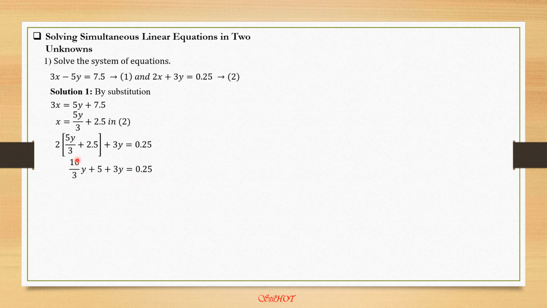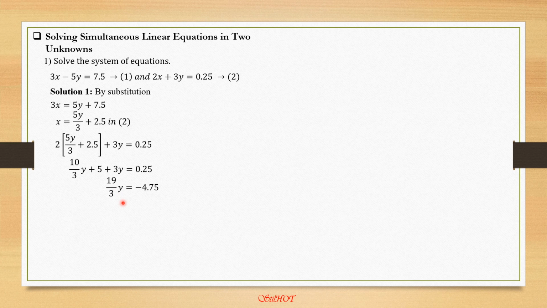Then we combine 10/3 y and 3. So that's 19y over 3. Then 0.25 minus 5 is negative 4.75. So 19y over 3 equals negative 4.75. Then to solve for y, we multiply everything by 3 over 19.